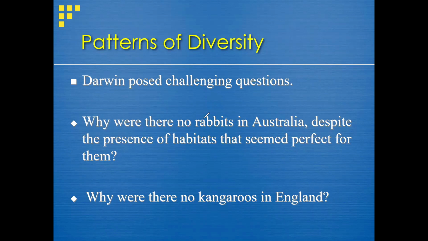Then another challenging question was why were there no kangaroos in England? Why? So these are the kinds of challenging questions that he asked himself. And of course, ladies and gentlemen, this is how we make observations in science. When you visit a particular environment, it is very important to observe what organisms and things are found in that environment.